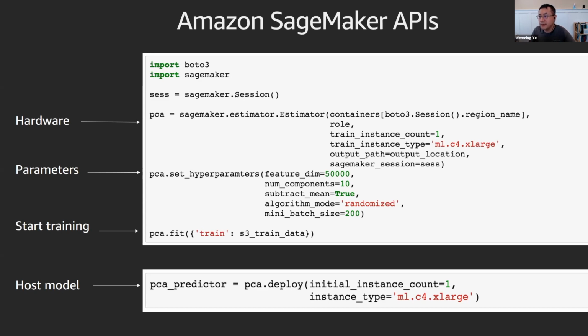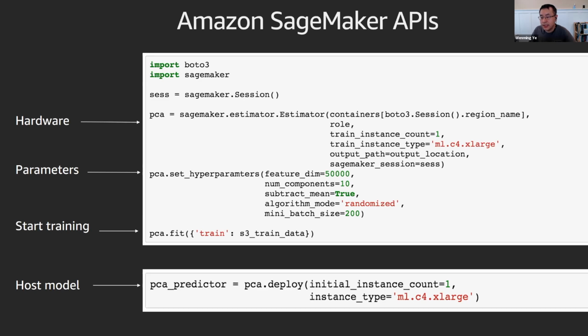So C4 is a compute intensive instance type. And there's of course the P instances, which means they're accelerated computing instance types. And you can give it how many you actually need. You can do distributed training if you want to use Horovod. And then of course there's hyperparameters which you can set for SageMaker. And then finally, you can deploy and host that using the model.deploy API.